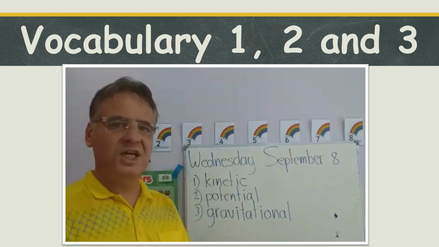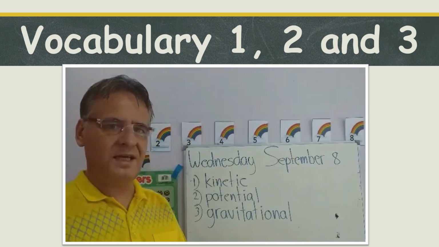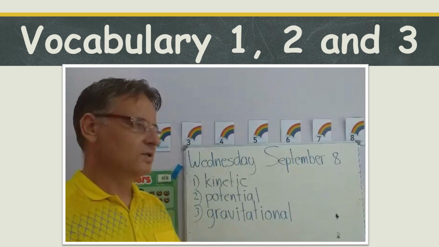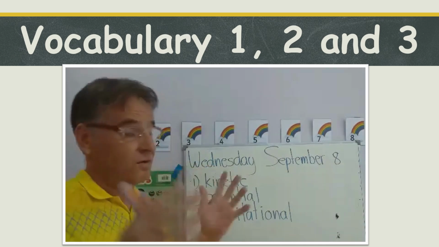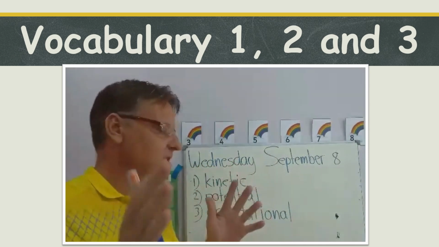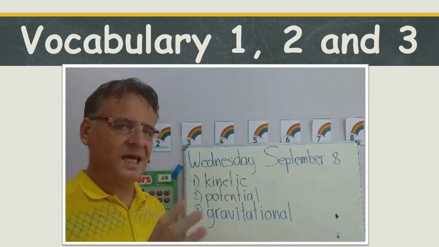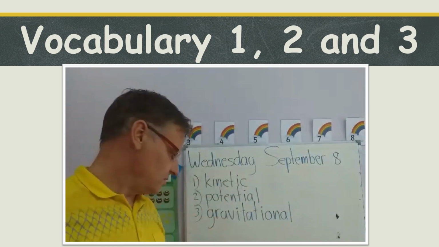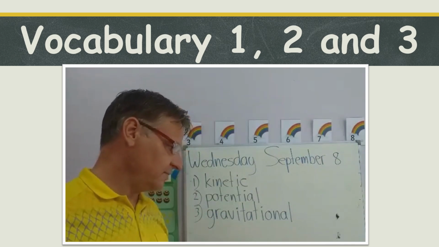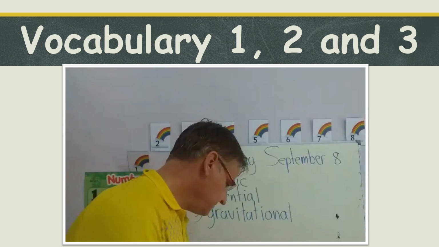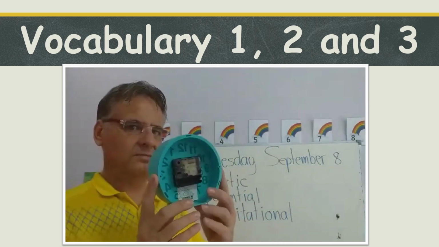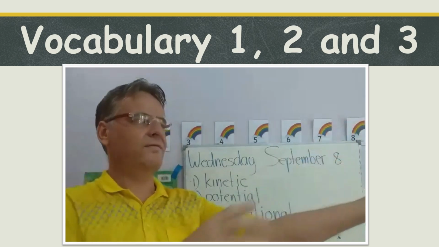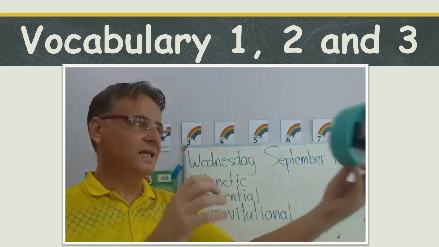Kinetic. Kinetic is a form of energy. I told you it's a bit difficult, but we will see it later in the book. Kinetic energy is the energy that an object has that moves. So a good example would be, let's see, what if this clock, right? And I throw it. When it flies through the air, it has kinetic energy.